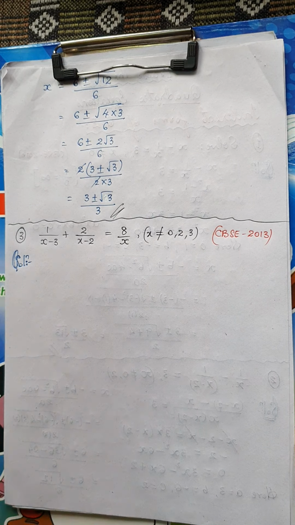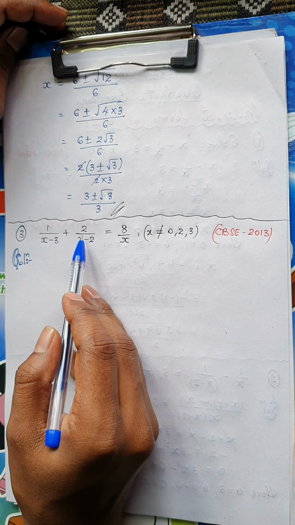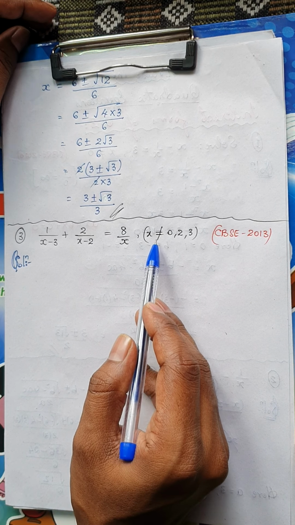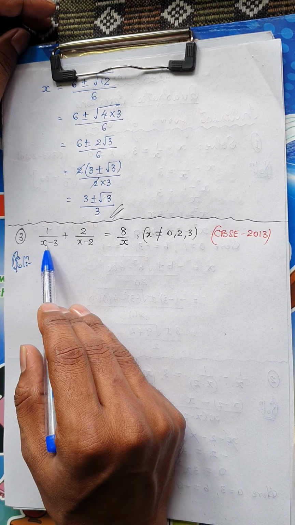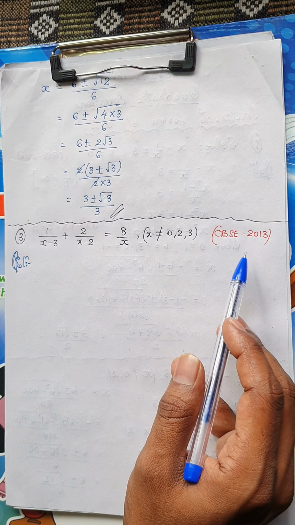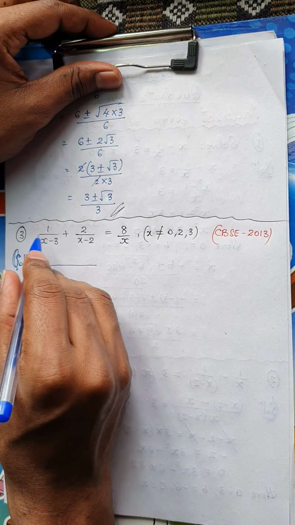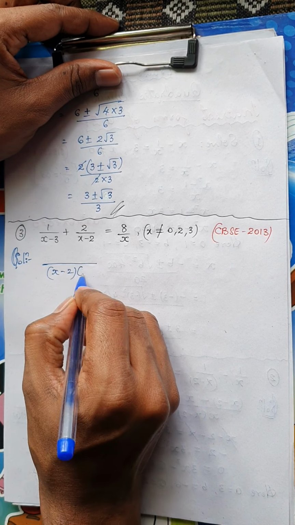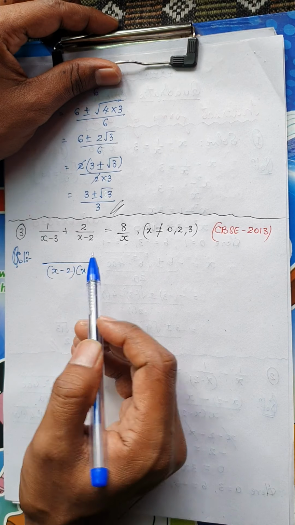Okay. The next question is, I have 1 divided by x minus 3 plus 2 divided by x minus 2 is equal to 8 divided by x. So the conditions for x are x cannot be 0, x cannot be 2 and x cannot be 3. This question was asked in CBSE examination 2013. Let's solve this. So if you take the LCM for the denominator here, LCM will be x minus 2 into x minus 3. So x minus 3 into x minus 2, it will be there.